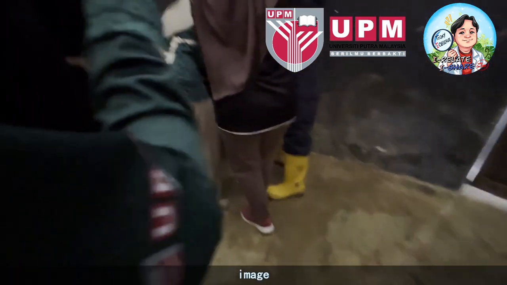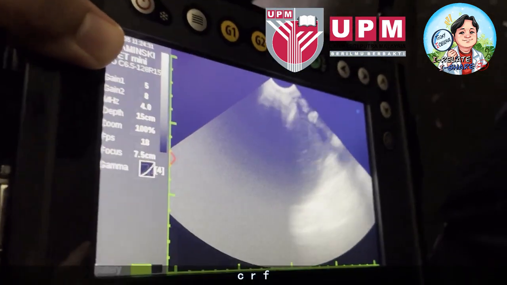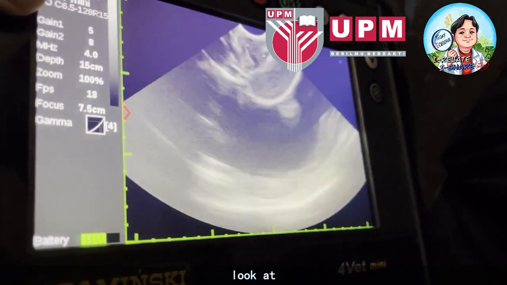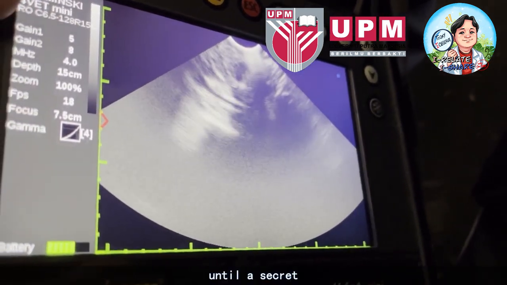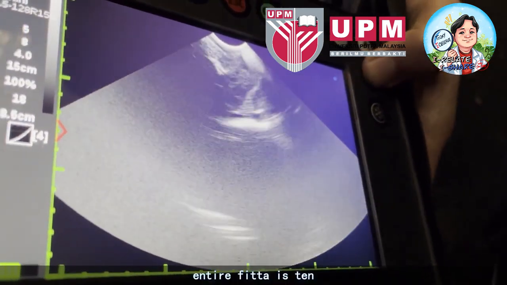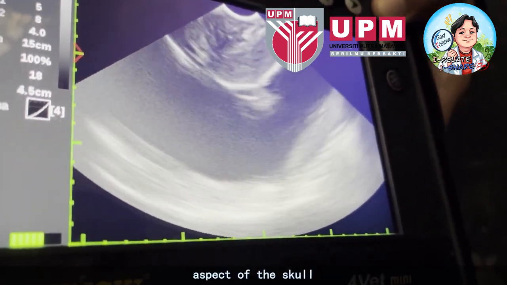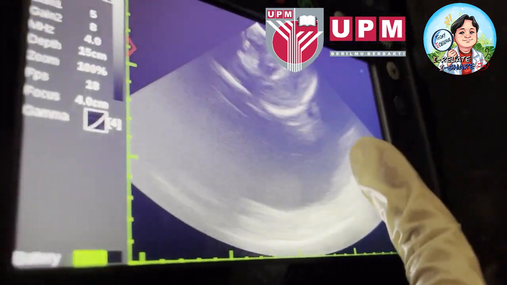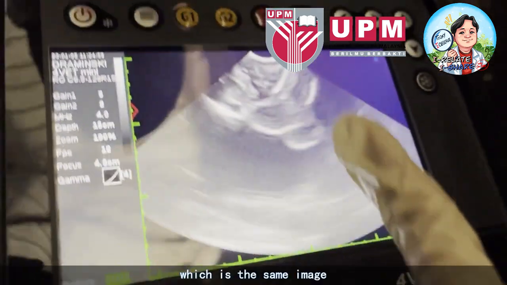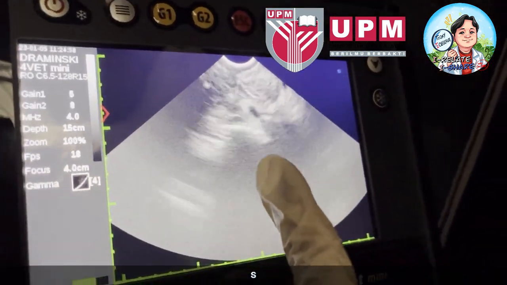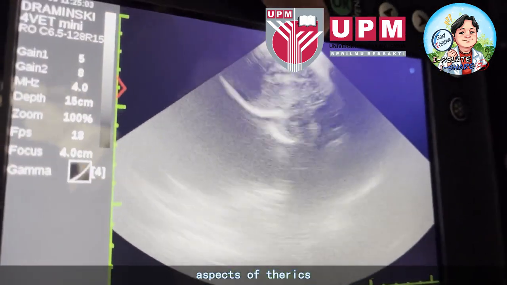As we obtain fetal images, we need to measure them. To measure, we start with CRL, which is crown-rump length. Locate the uterus on the monitor and make fine adjustment to the position of the transducer until a sagittal view of the entire fetus is obtained. And then freeze the image and measure the distance between the most dorsal aspect of the skull and the base of the sacrum. And then to measure CD, obtain a sagittal view of the fetus, which is the same image we used to measure CRL, and measure the distance between the dorsal and ventral aspects of the thorax.